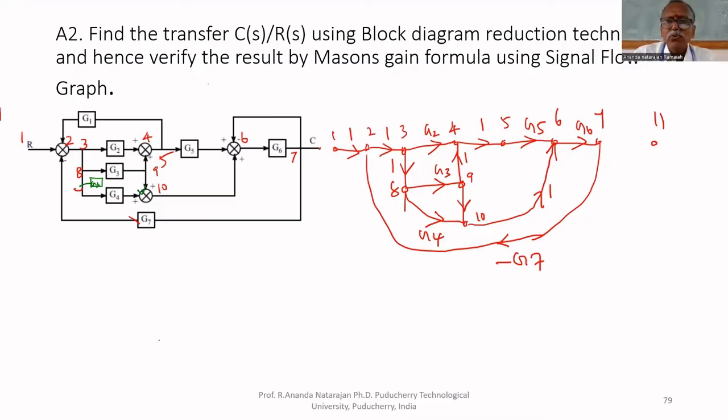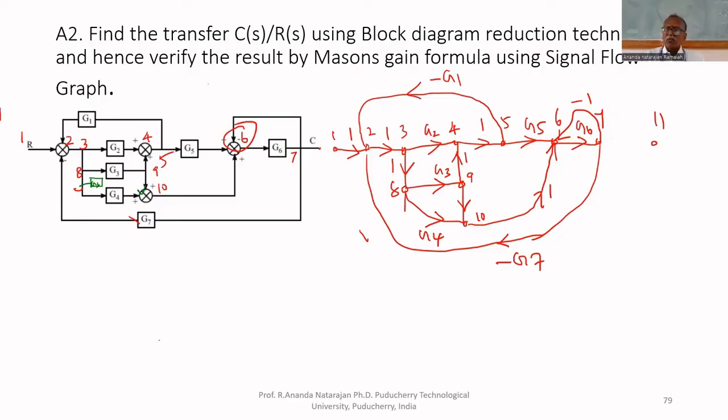5 to 2, gain is minus G1. That's all. Anything I missed? 7 to 6. 7 to 6, gain is minus 1. Why minus 1? Negative feedback. Here you can notice that negative sign is there. Therefore, minus 1.